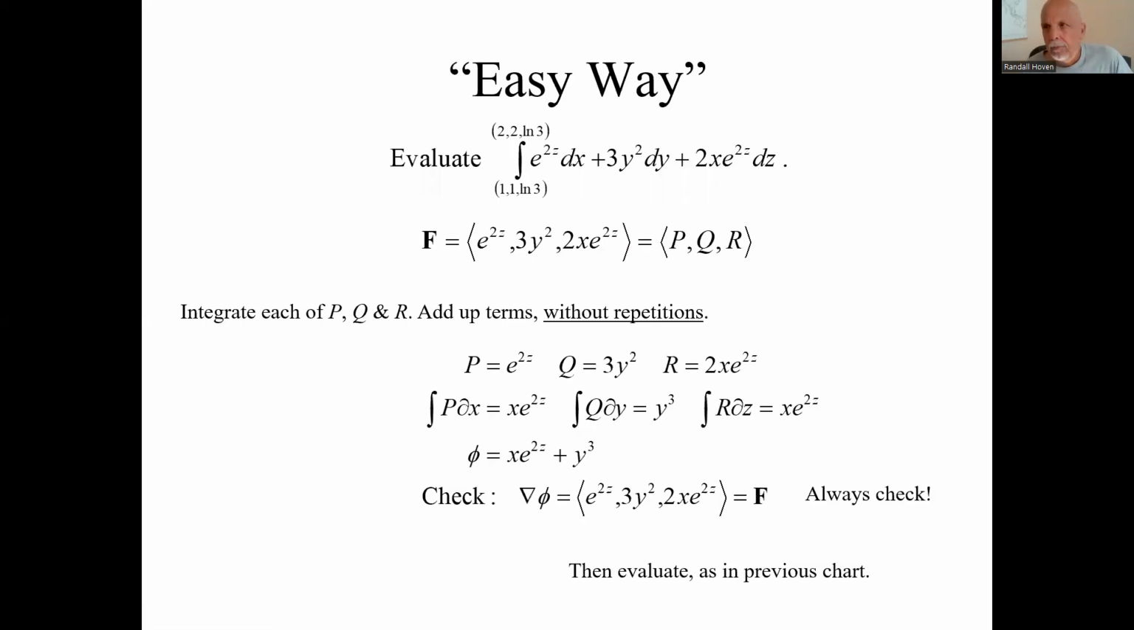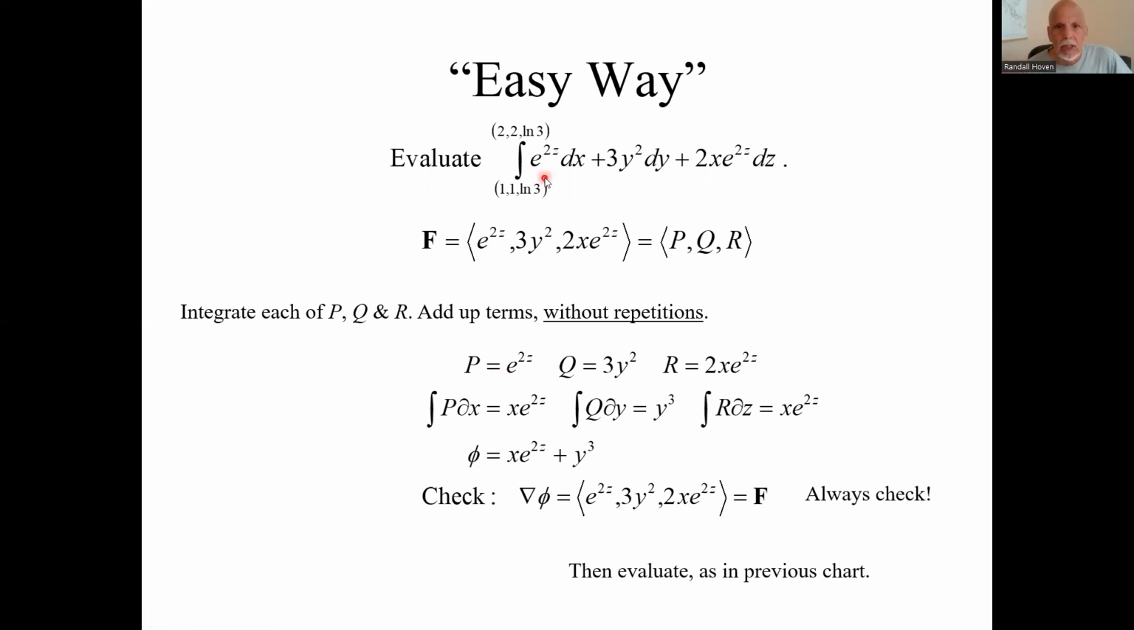There's something I call the easy way. If you can just find a phi and then check it, and its gradient equals f, you don't have to find the curl. And let's see if there's an easy way to find the phi. Here we're doing the same problem. We've got the same f. What you do is just take the integral of p, q, and r, each respectively with respect to x, y, and z, and then add them up without repetitions.